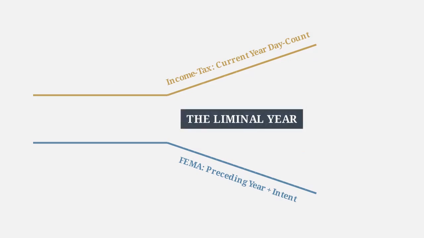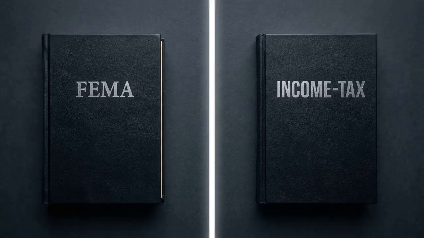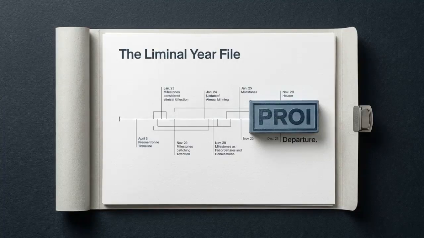This creates a liminal year. A person can simultaneously be a taxable resident in India while qualifying as a person resident outside India for FEMA purposes. These statutes operate independently. For any cross-border file, we cannot use income tax residency as a proxy for FEMA residency. Once we apply the intent carve-out, we can see the founder became a PROI on her date of departure.